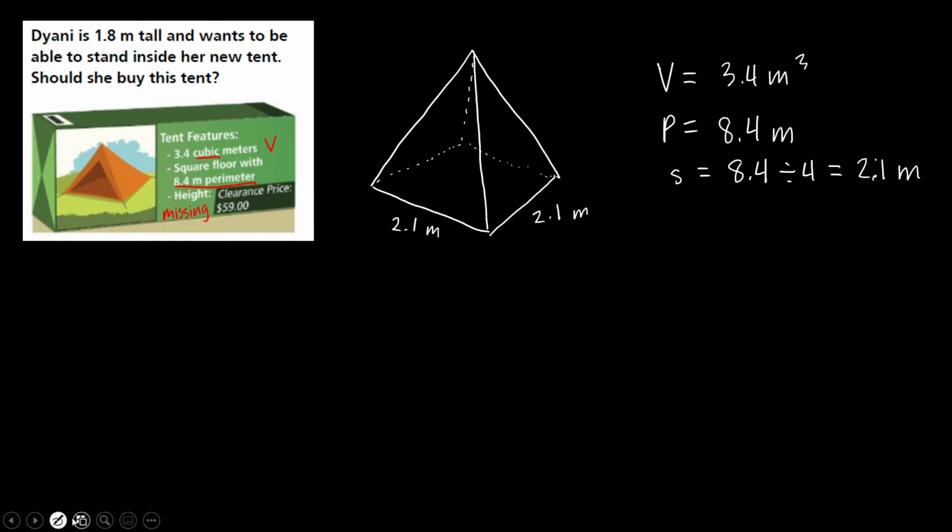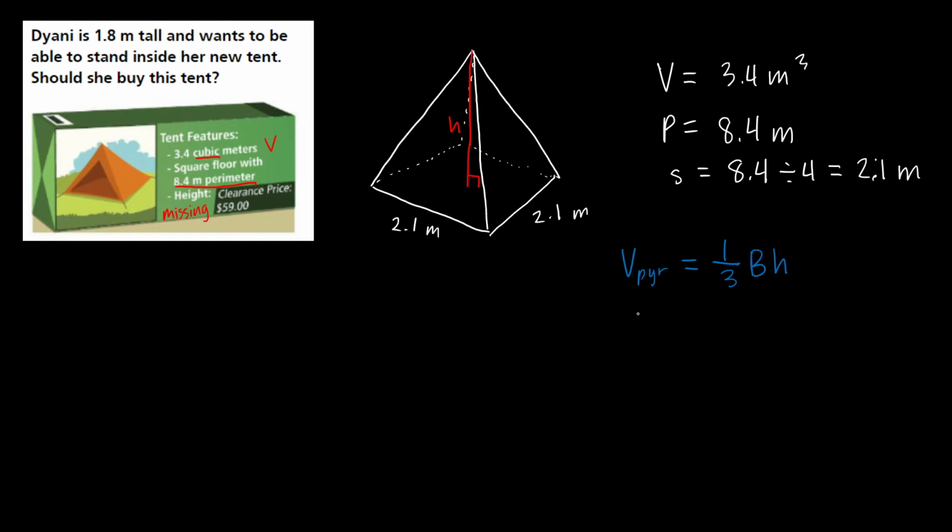And we are missing the height. I'm going to label that in red. So from the tallest point of the pyramid all the way down to the base, we are missing that measurement. So if we know the volume of the tent and we know the dimensions of the base of the tent, we can easily find the height. We can find the missing measurement. So the volume of a pyramid is equal to 1/3 times the area of the base times the height.